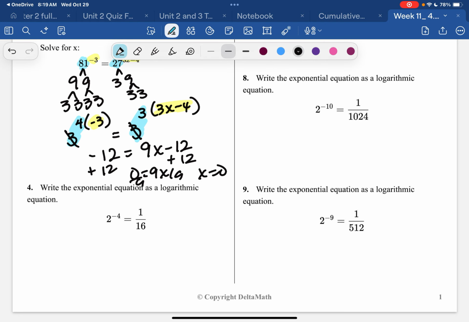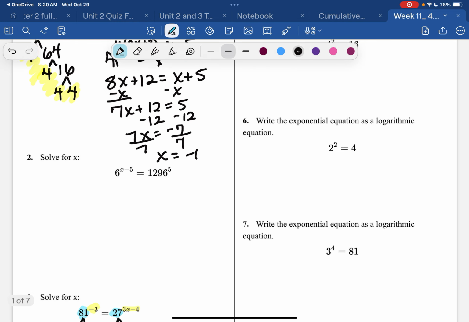All right, then the very next section we get into logs. So we're writing the exponential as a log. So you write the word log. You start with your base, and then we go around. So then the next thing we hit is the 1/16, and you come back to the negative 4. I'll do that a couple more times.